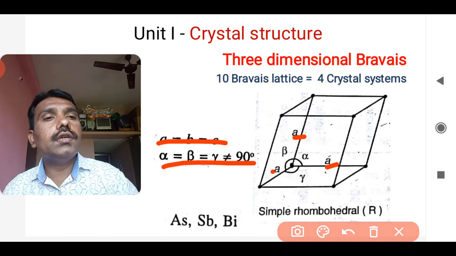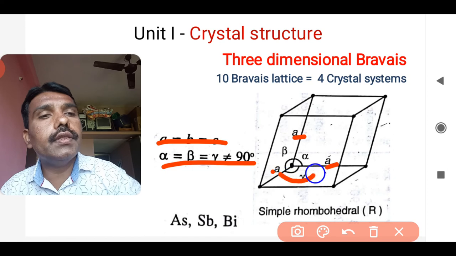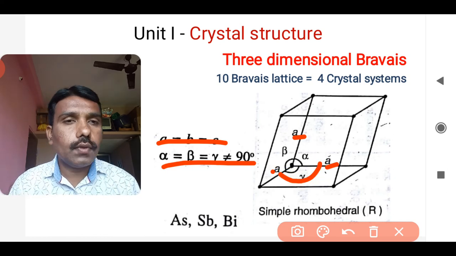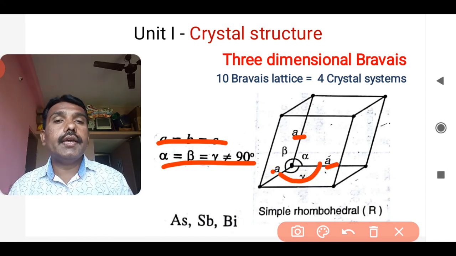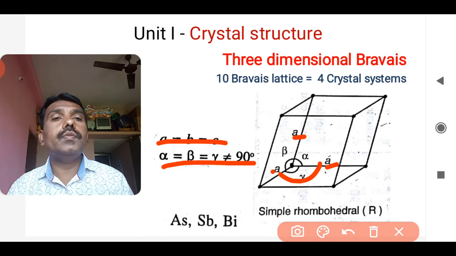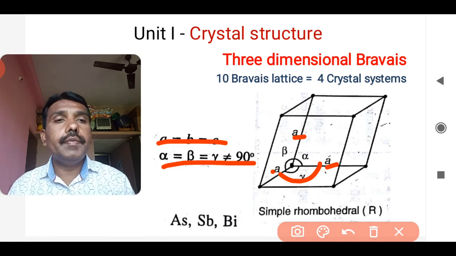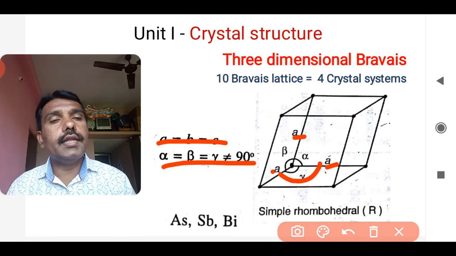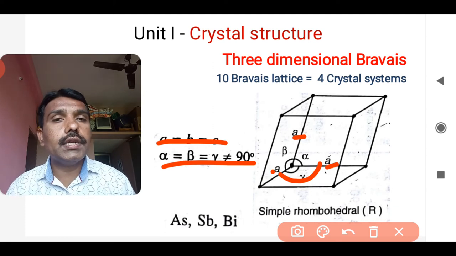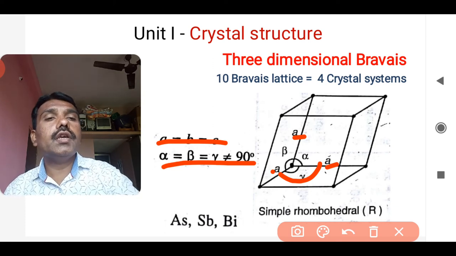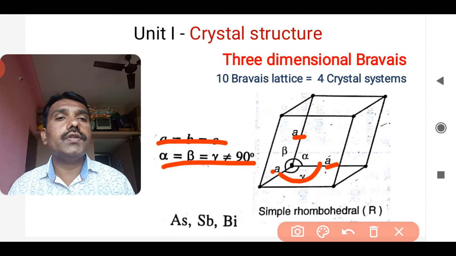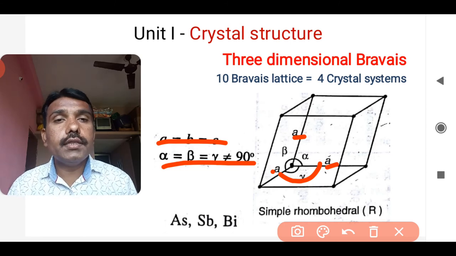So the third one, that is the angle in between the A and B vector, is not going to be 90 degrees. Only alpha and beta are 90 degrees. That means the angle in between vector A and B is not equal to 90. This is the difference for your 10th Bravais lattice.